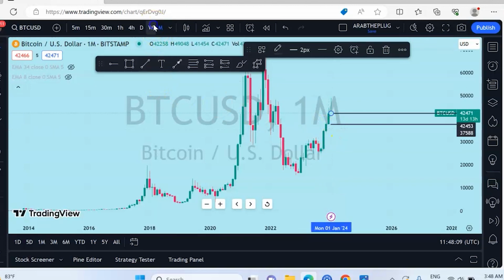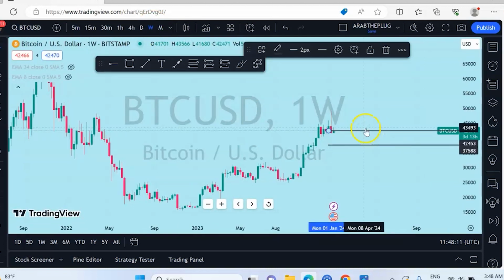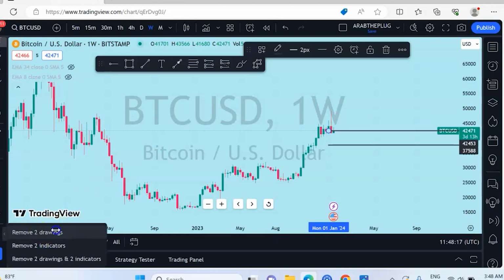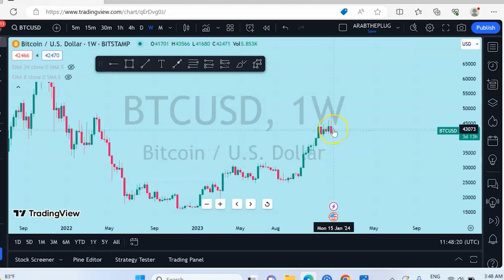So if you switch to the weekly time frame, you see that it's going to be different. Let me just delete this drawing. So if you look at it, you see that this candle is representing the movement from Monday, January 15, 2024, and today is Thursday, January 18. So it means this candle is still running because it is a weekly candle. It's representing the movement of Bitcoin in this week that we are currently in.